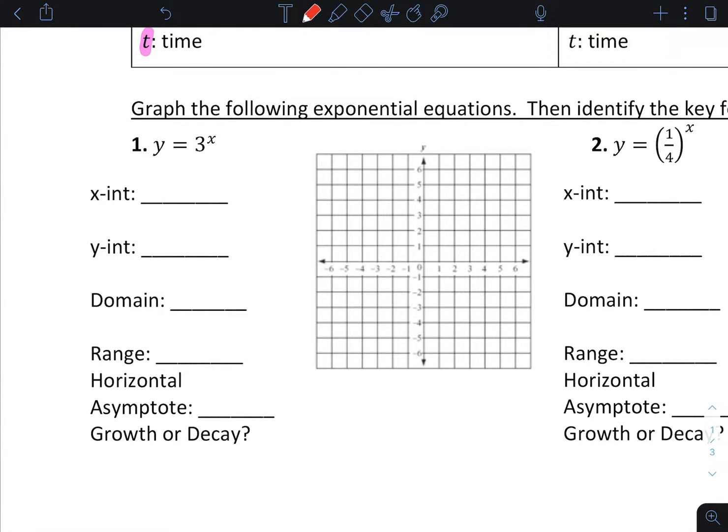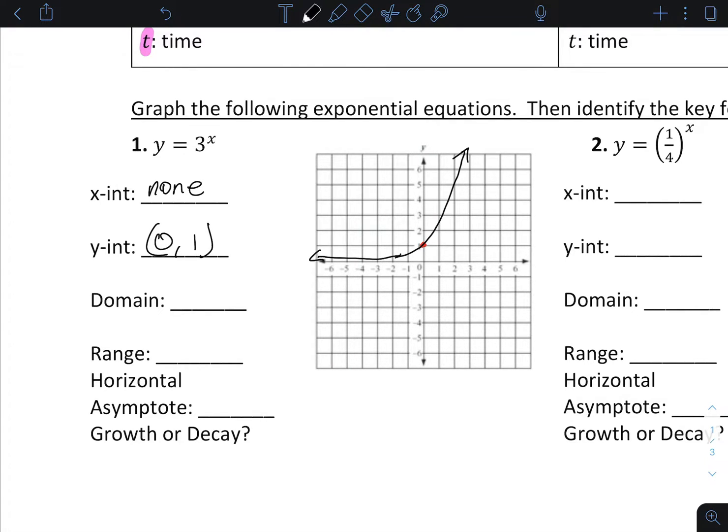No, it will not be perfect, but just try your best. I care about that y-intercept, and I know that I'm never going to touch the x-axis. I'm going to go up in the right direction. So here, I do not have an x-intercept. My y-intercept is (0, 1). Again, the y-intercept was (0, 1).